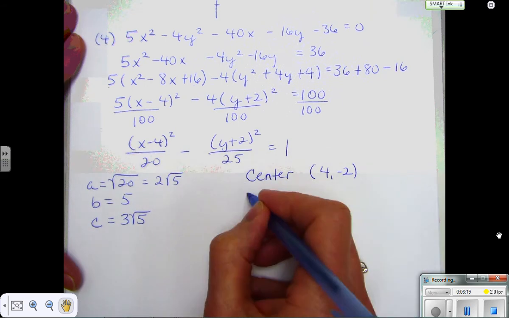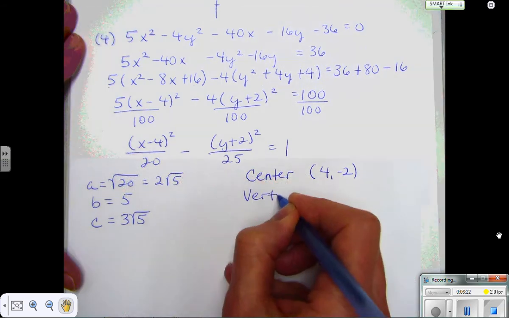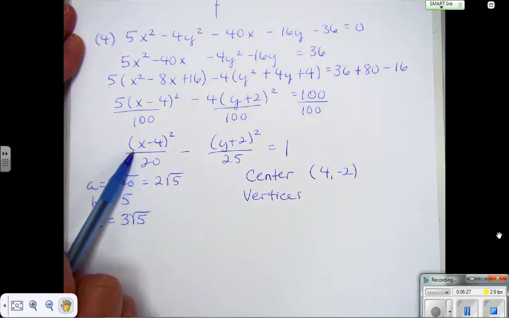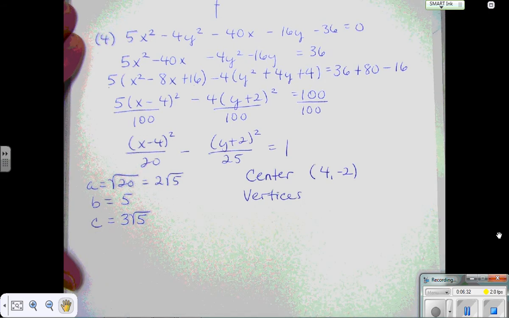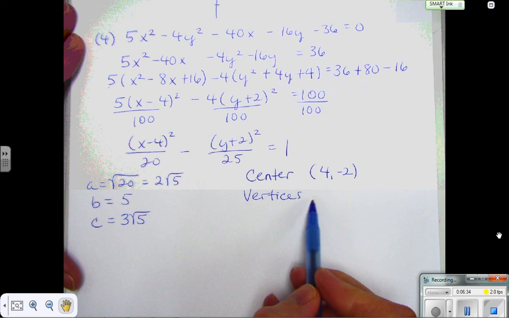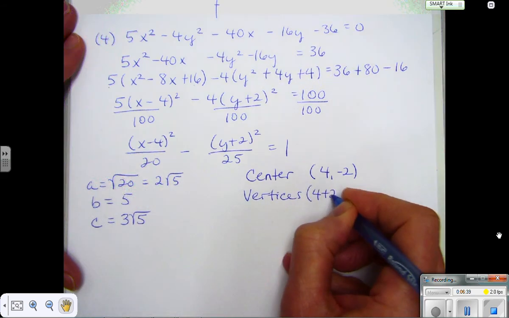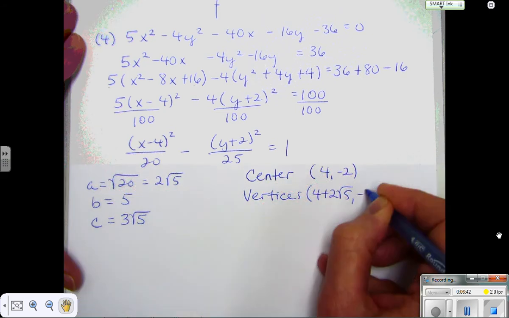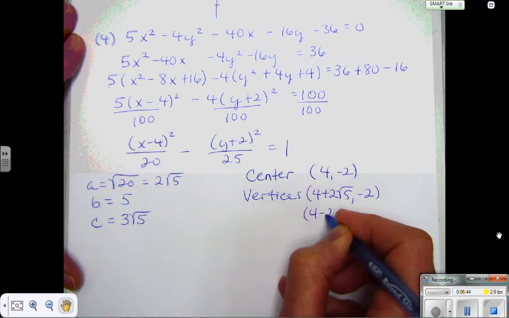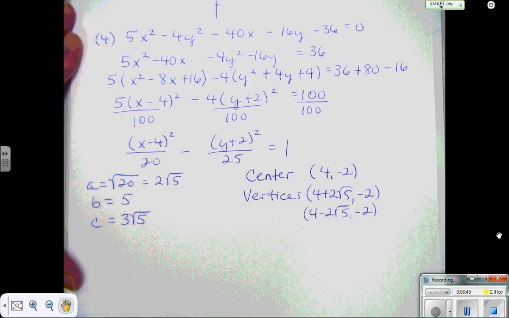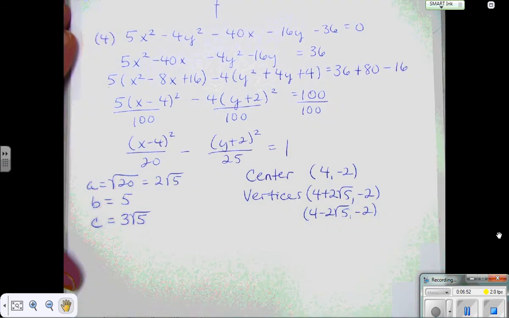People sometimes get mixed up with that. Now your vertices, since this is a horizontal ellipse, because x is your positive value, it's going to be horizontal. The x value in your coordinates is the one that's going to change for your vertices. So you're going to have 4 plus 2 radical 5, negative 2, and 4 minus 2 radical 5, negative 2. You want to keep that in radical form unless you're going to graph it, and then you can find the decimal value. But for your answer, keep it in radical form.